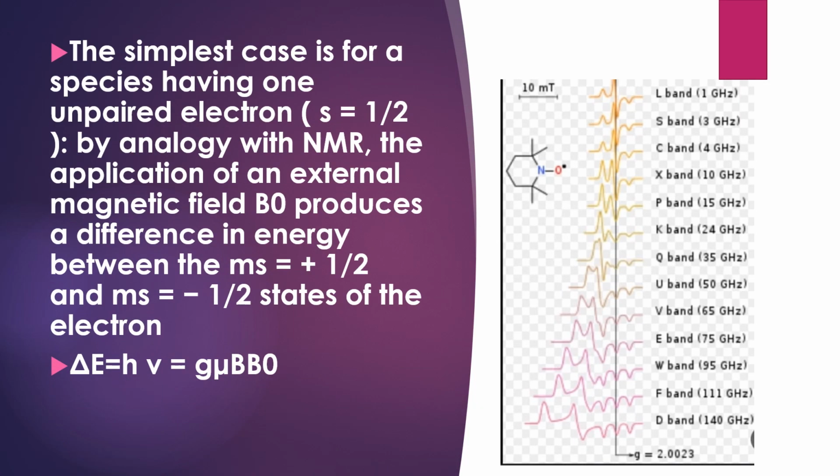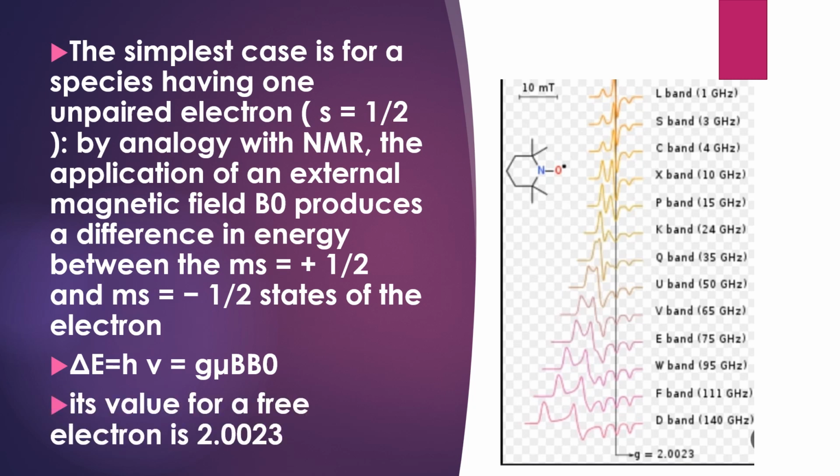The simplest case is for a species having one unpaired electron, S equal to 1/2. By analogy with NMR, the application of an external magnetic field B0 produces a difference in energy between the ms equal to positive 1/2 and ms equal to negative 1/2 states of the electron. Delta E equals h times nu. The g value for a free electron is 2.0023.